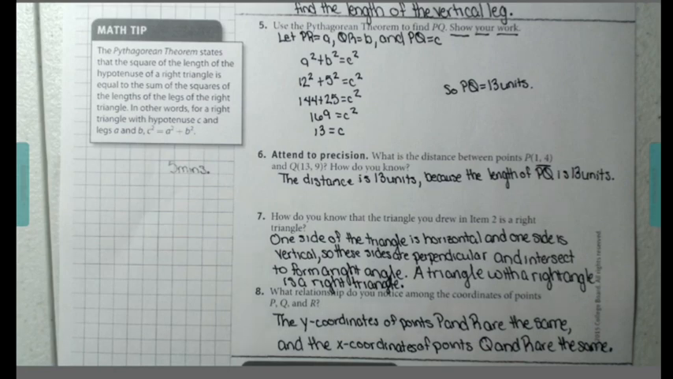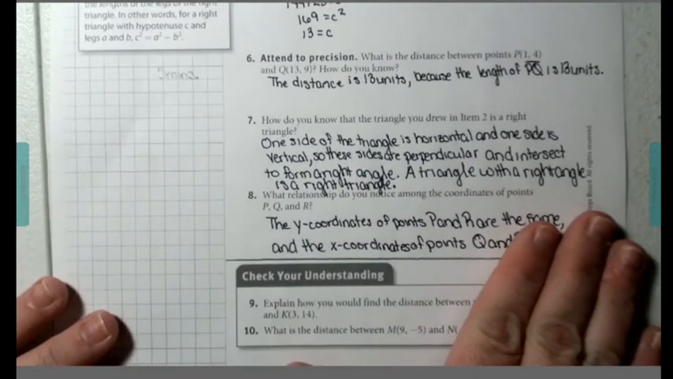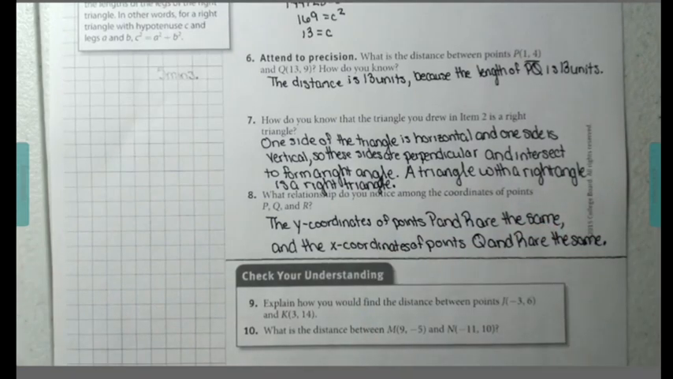PQ, the line segment. Number 7 says, how do we know that the triangle that we drew back in item 2 was a right triangle? Well, one line was horizontal, the other was vertical. So that means that they're perpendicular and intersect at a right angle. If you have one right angle in a triangle, that makes it a right triangle.